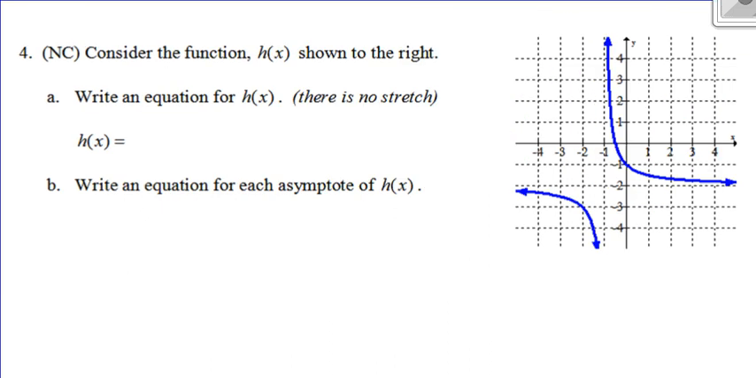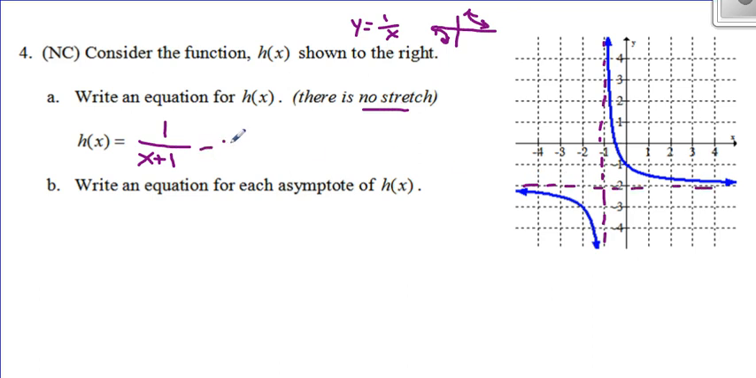All right, in this next function, our parent function is y equals 1 over x, which looks like this. We're told there's no stretch, so we don't have to worry about a. So we just have to see how it shifted. I can see that I'm going to have one of the asymptotes here. So it shifted left 1, so I'm going to have an x plus 1 down here. And it also shifted down 2, so I'm going to have a minus 2 here. And I know it's 1 on top because there is no stretch.